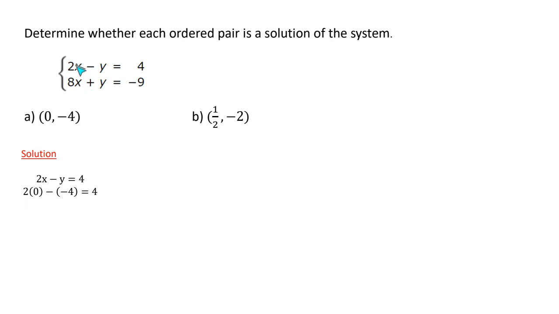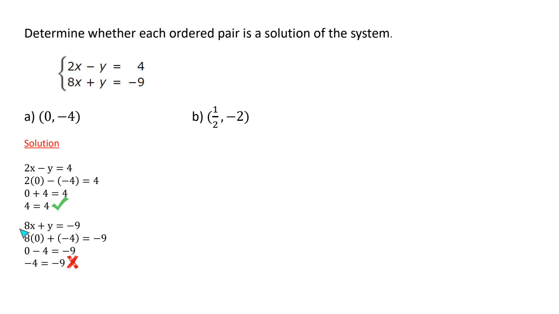So I'm going to have 2 times 0 minus -4 is equal to 4. If I simplify, then I get a true statement, 4 is equal to 4. However, that has to happen with the second equation, so you also want to check the second equation. So 8 times 0, and then we have -4. So we end up with -4 is equal to -9. This is not a true statement. Since it fails for the second equation, we say that (0, -4) is not a solution to the system.